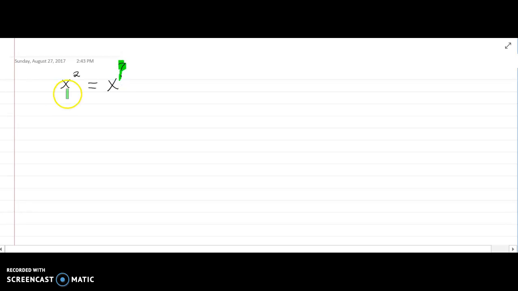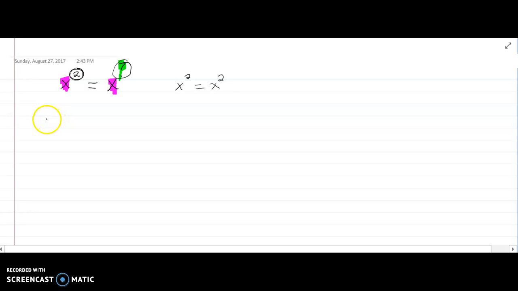Well, if these x's are the same number, well, then this would have to be the same as this one, right? Because x squared has to be equal to x squared. So we can take note of this, that when our bases are the same, our exponents must be equal to each other.